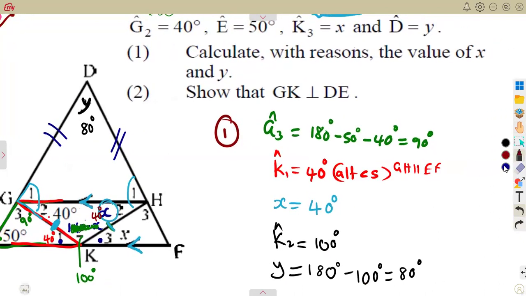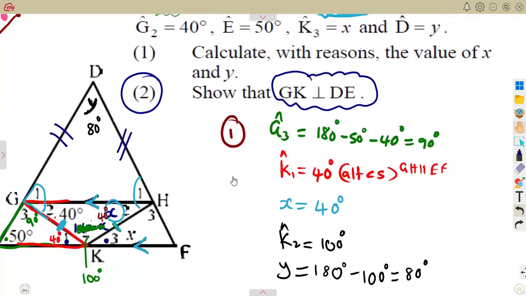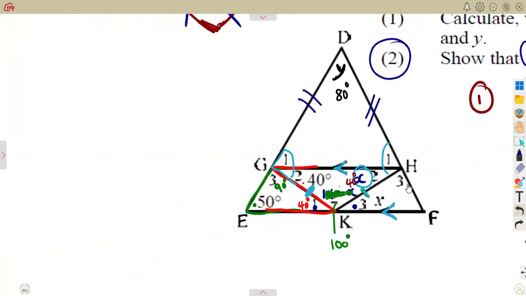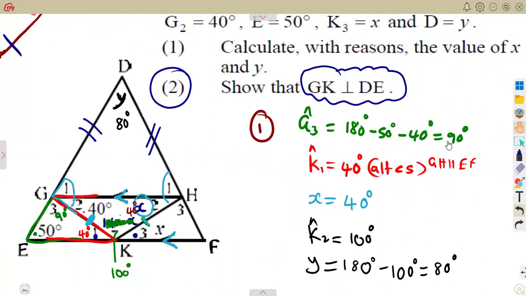All right, number 2, we are now asked to show that GK is perpendicular to DE. That is G to K. All right, GK, this one, is perpendicular to DE. It is at 90 degrees. Already we calculated this, guys, from the angles inside of a triangle, from that concept that I was explaining before. So we already saw that here G3 is 90 degrees.